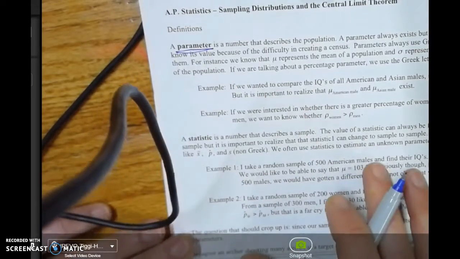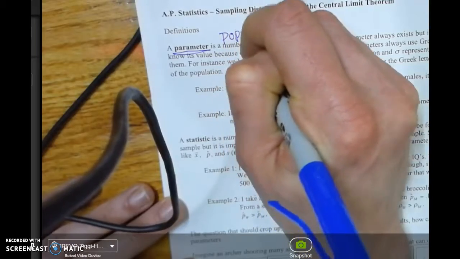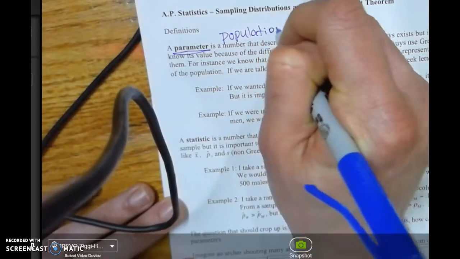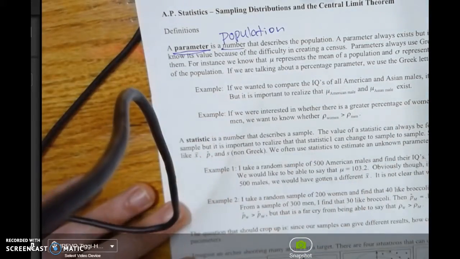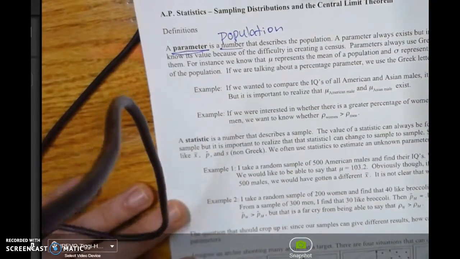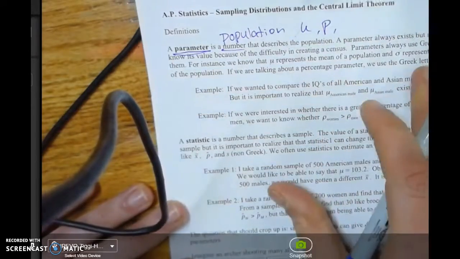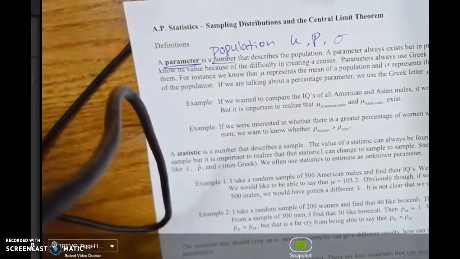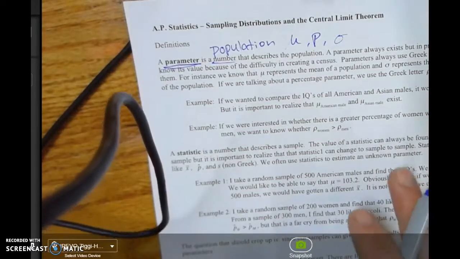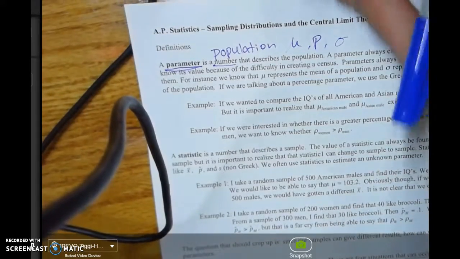The vocabulary word parameter deals with a population. It is a population numerical measure, some kind of number that's given to us. It's a letter without a hat, like plain mu, plain p for proportion, or plain sigma. It deals with a whole population that we usually do not know, which is why we do sampling distributions to begin with. We take samples to find out about the population.